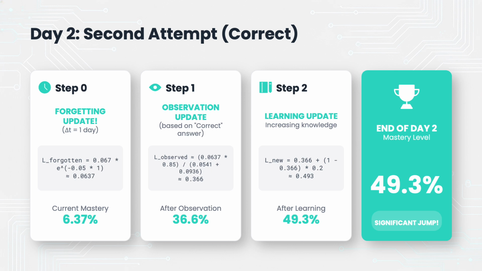Now we can process the correct answer. Using the observation update formula, his mastery jumps to 36.6%. Finally, we apply the learning update because he got it right, increasing his mastery to 49.3%. Notice how forgetting was the very first step.